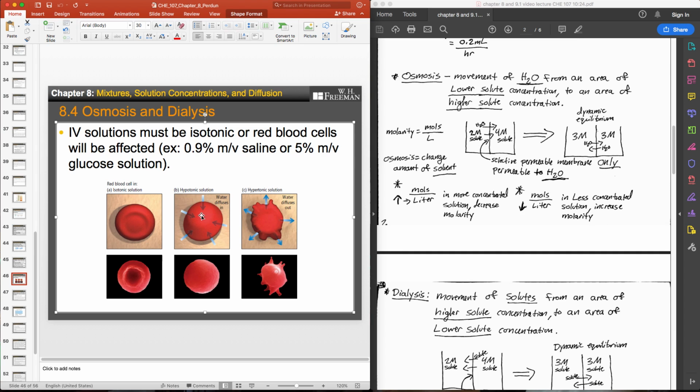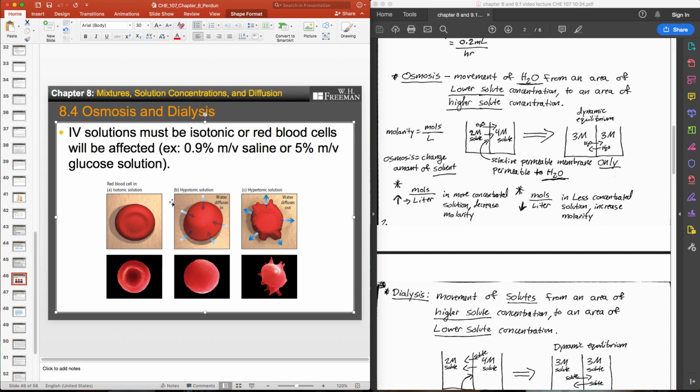then what we would have is water moving from the area of lower solute concentration to the area of higher solute concentration. So what would that cause? Water would diffuse into the cell. When we're diffusing water into the cell, we're increasing the volume inside the cell. And so that cell would eventually blow up and rupture because it could not take the osmotic pressure that's building on the inside of the cell.